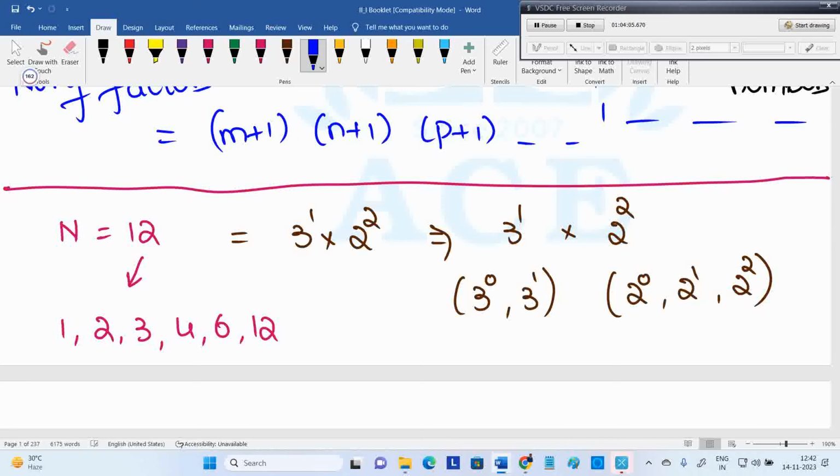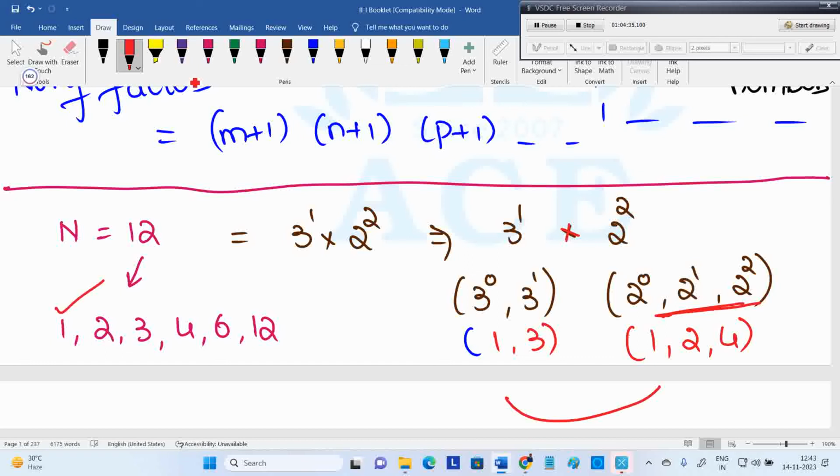What's that? I am not understanding? Wait, you can check now. 3 power 0 is nothing but 1. 3 power 1 is 3. 2 power 0 is nothing but 1. 2 power 1 is 2. 2 square is 4. 2 square means internally you have 3 numbers. That is why we take plus 1. Here, power 2 means 3 numbers. Here, power 1 means 2 numbers.